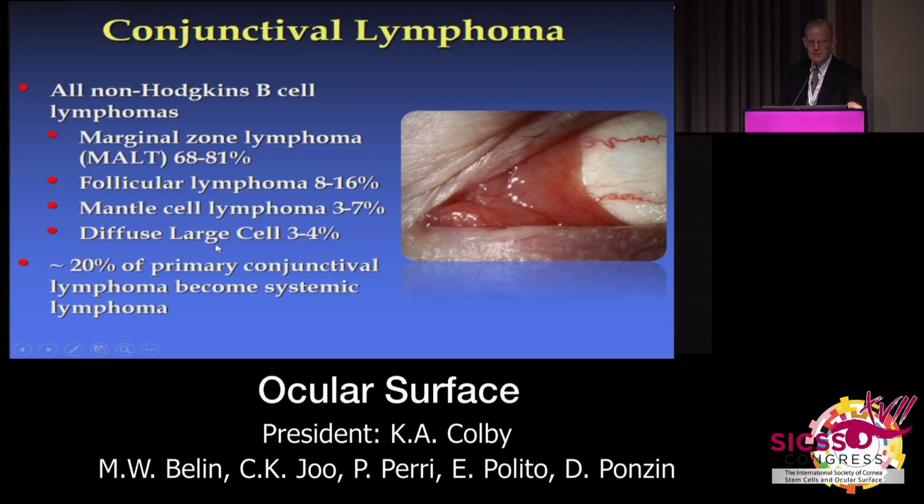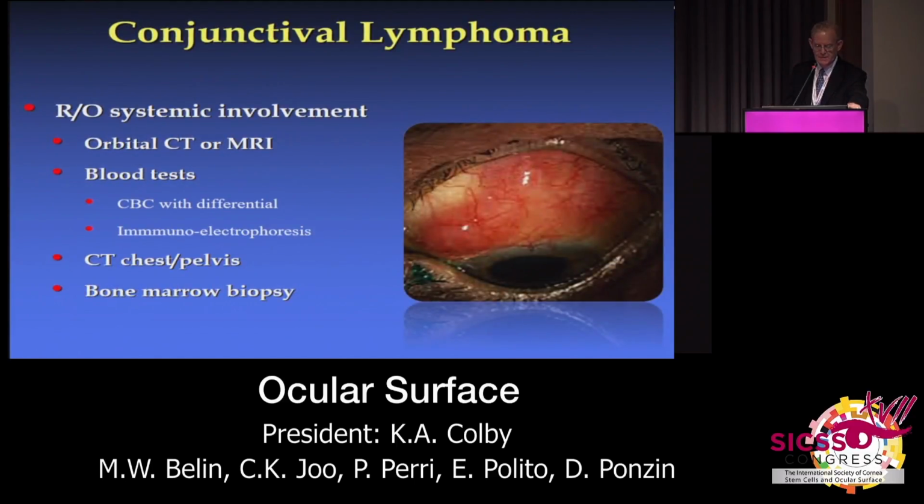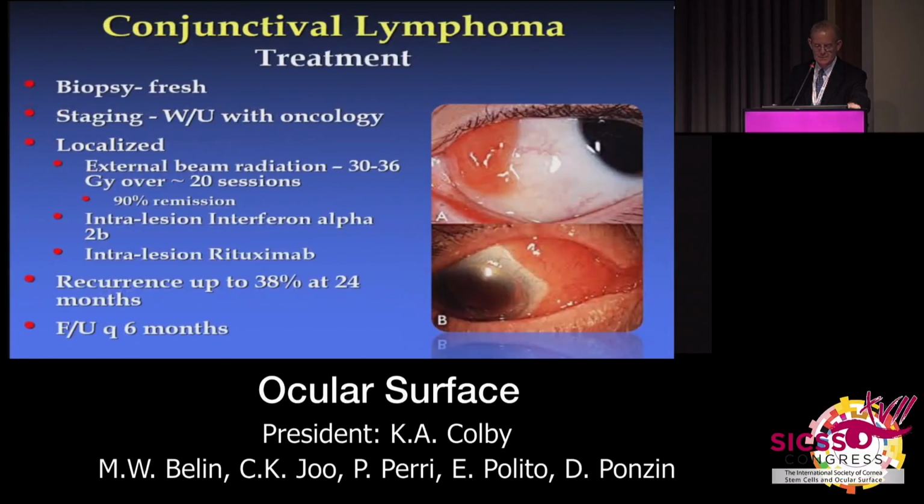And again, about 20% of these primary conjunctival lymphomas that first show up at the conjunctiva can go on to become systemic lymphoma. So you have to rule out systemic involvement. You need an orbital CT or MRI. You need routine blood tests, usually done by your internist or even better by oncology: CBC with differential and immunoelectrophoresis. CT of the chest, pelvis, and potentially a bone marrow biopsy to rule out systemic involvement in these patients.